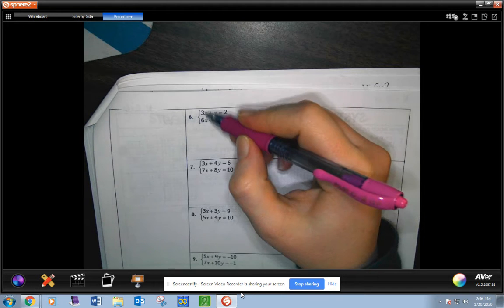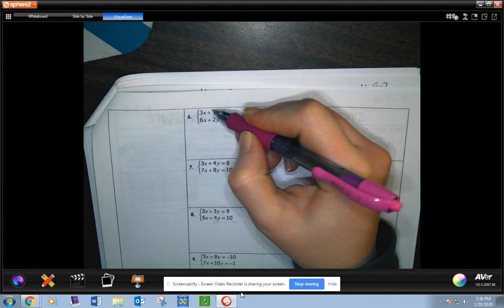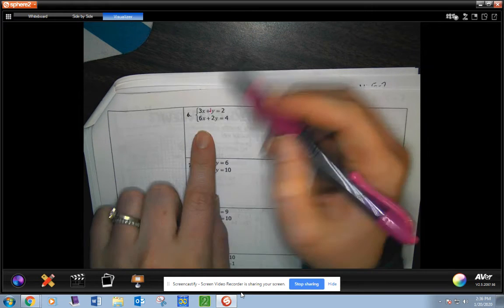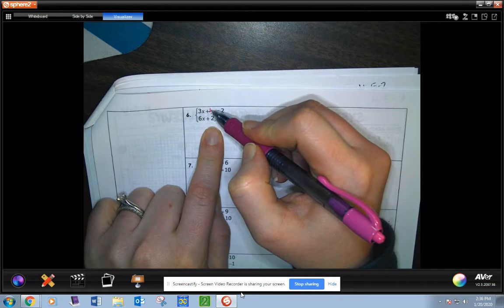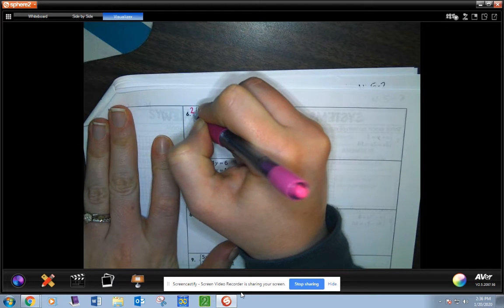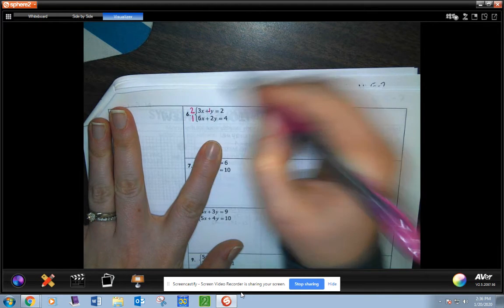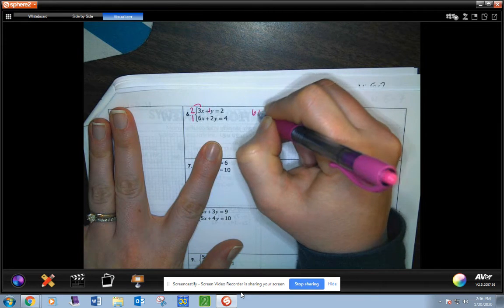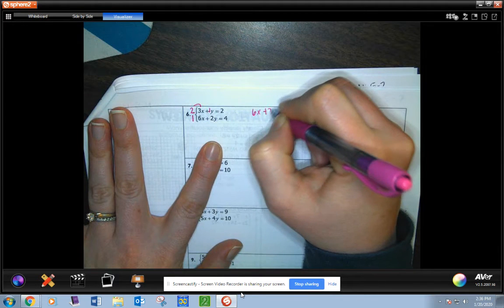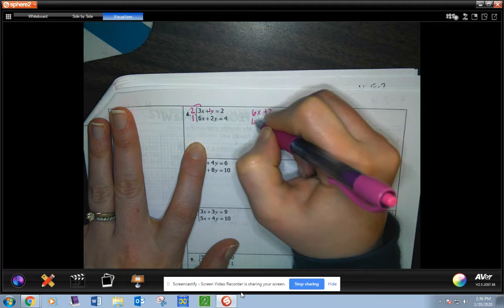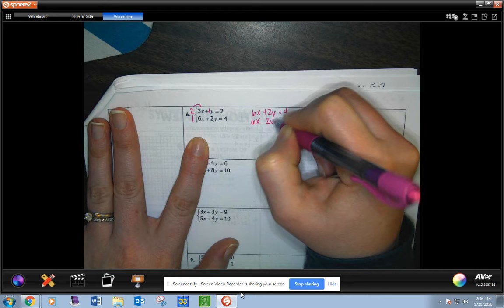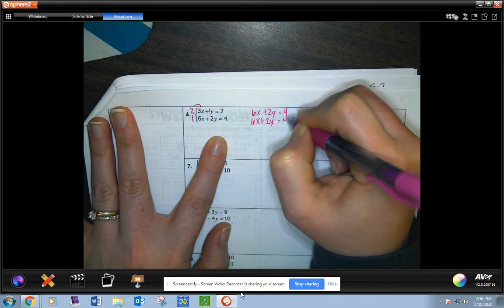I have 3x above 6x, 1y above 2y, and 2 above 4. So the first thing I'm going to do, you can switch by 3 and 6, or we can switch by 1 and 2. 1 and 2 is smaller, so I'm going to multiply the top one by 2 and the bottom one by 1. So I'm switching the y's again. So 2 times 3x is 6x, 2 times 1y is 2y, and 2 times 2 is 4. 1 times 6x is 6x, 1 times 2y is 2y, and 1 times 4 is 4.